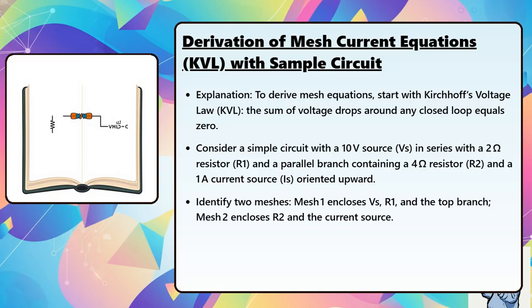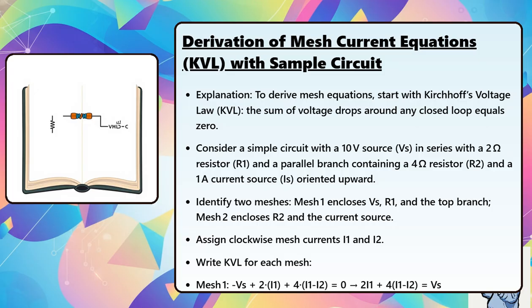Identify two meshes. Mesh 1 encloses Vs, R1 and the top branch. Mesh 2 encloses R2 and the current source. Assign clockwise mesh currents I1 and I2. Write Kirchhoff's voltage law for each mesh.